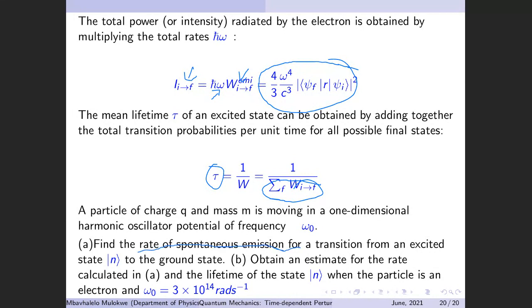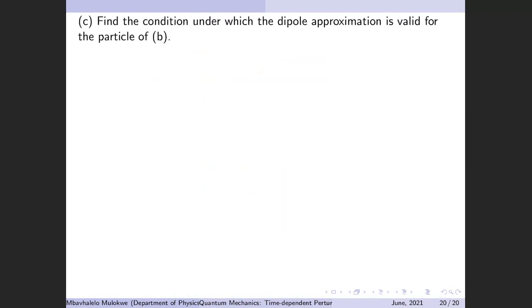For the transition from excited state n to the ground state, obtain an estimate for the rate calculated in A. Make use of the approximate omega to be that in the particular sphere. Then find the condition under which the dipole approximation is valid.